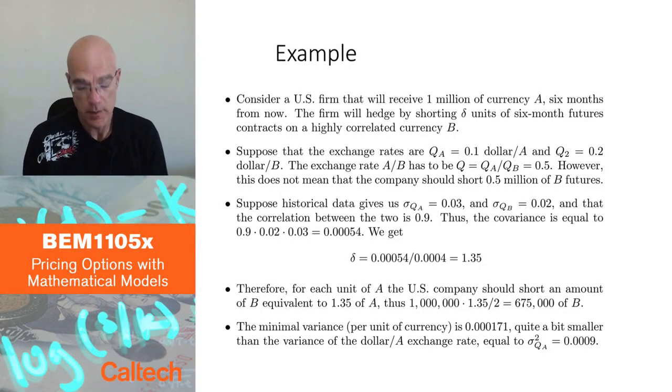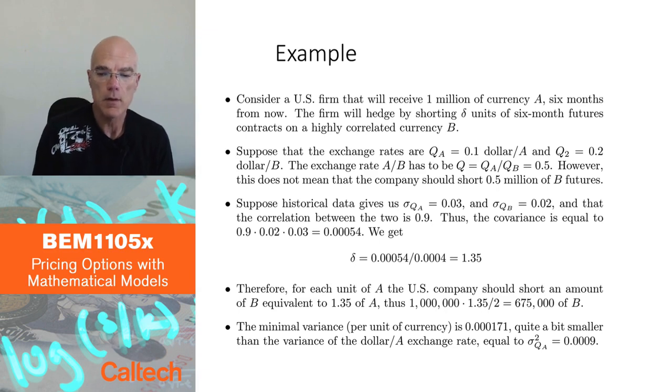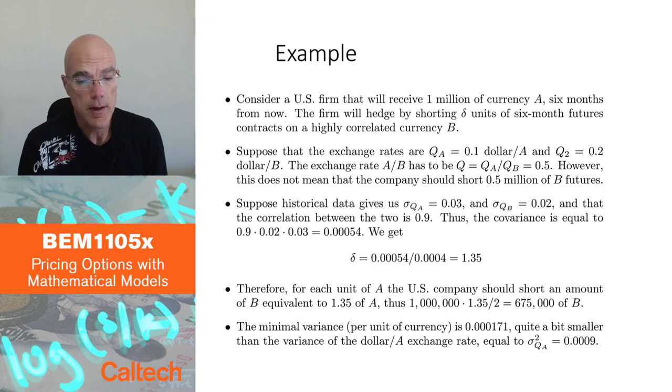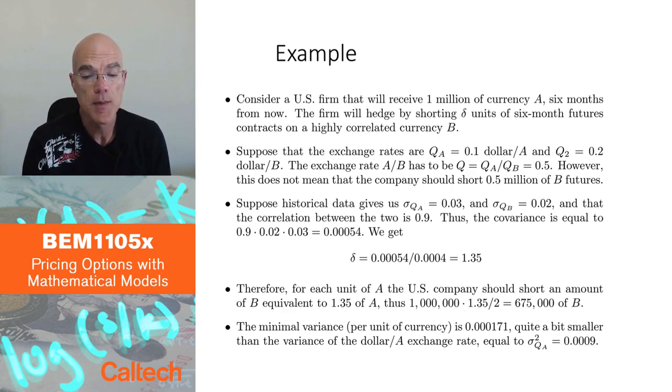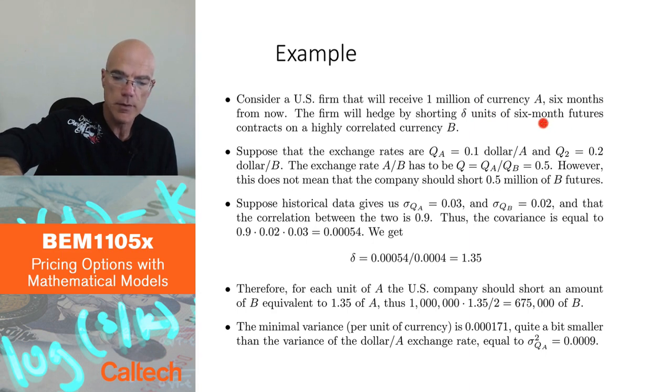Just to put some numbers and give some life to this, let's look at a US company that will receive 1 million of a certain currency, call it A, 6 months from now, and they don't want to be exposed to the exchange risk for that currency, so they want to hedge. They want to hedge since they're going to be long that currency. They're going to go short in delta units of 6-month futures contracts.